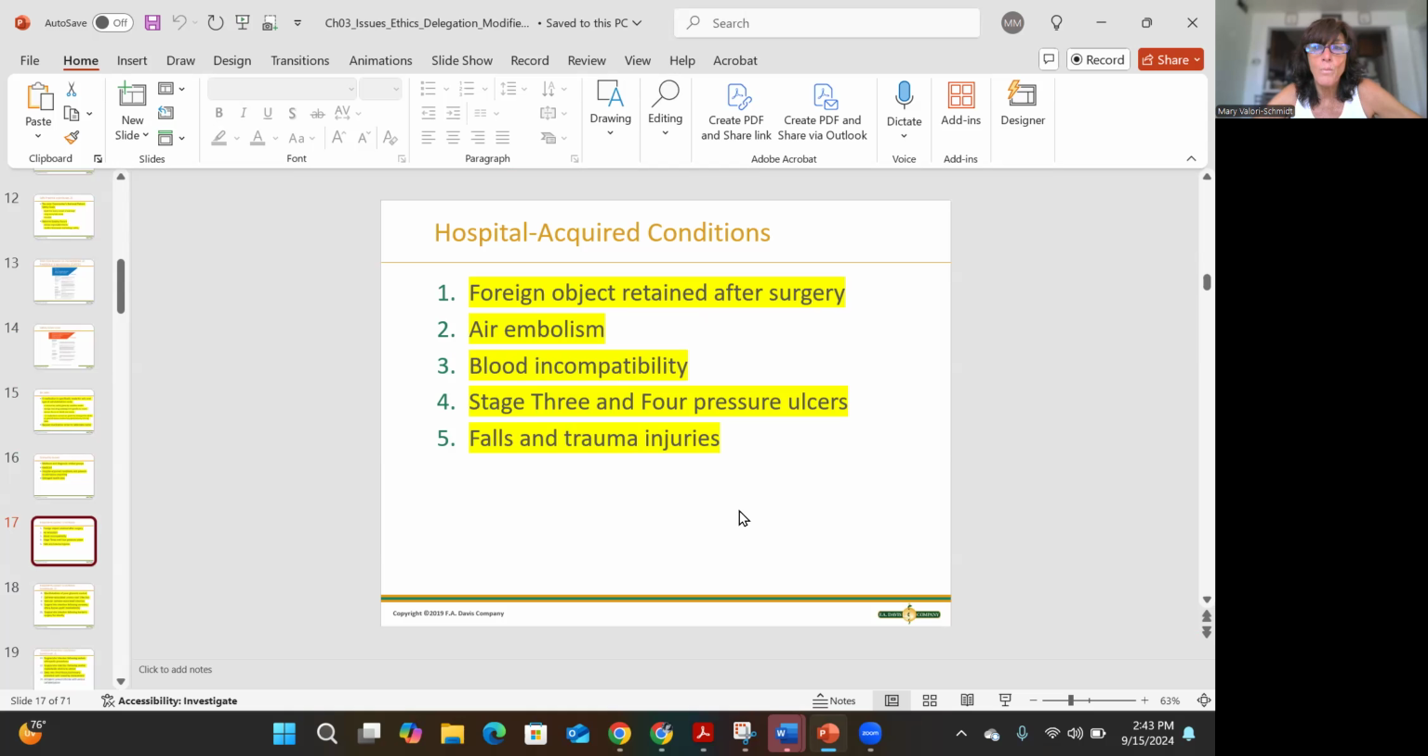Stage 3 and stage 4 pressure ulcers. These are horrible. Stage 3 are painful. Stage 4 aren't really painful because now the wound has gone below the level of the dermis and the tissue. So it's down to the muscle and the bone. It's a deep wound. So the nerve endings aren't really there anymore, but boy, they're hard to heal. So if they already have a stage 1 when they come in, and now it's a stage 3 or 4. Why did we do that? Right? Falls and traumatic injuries.